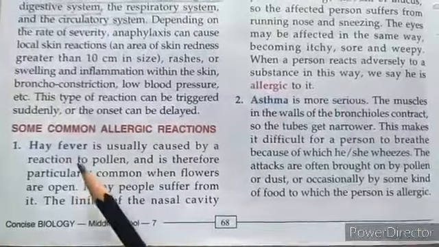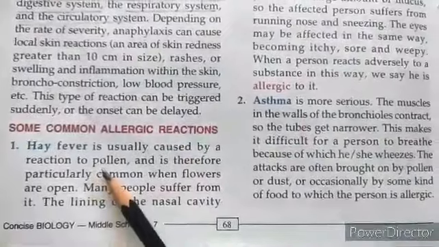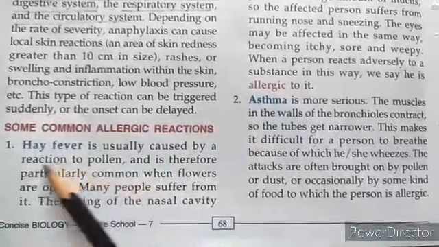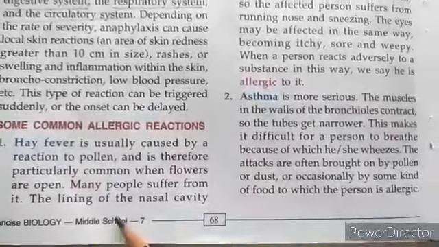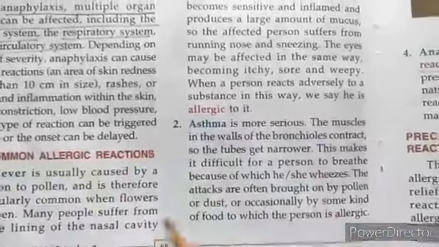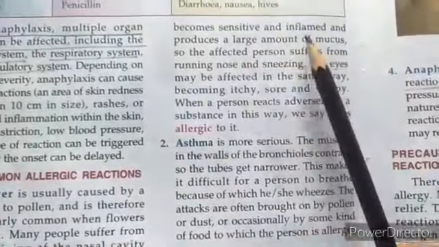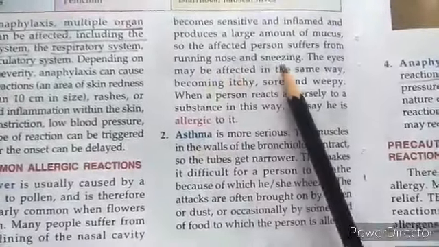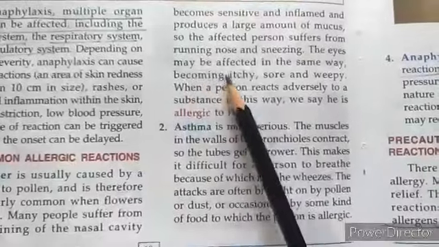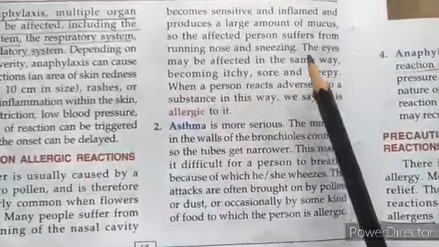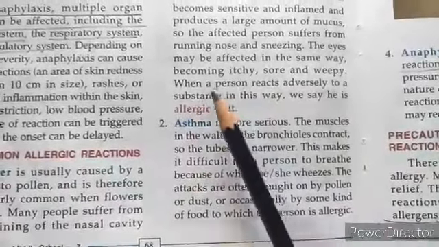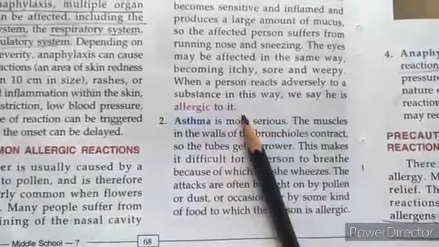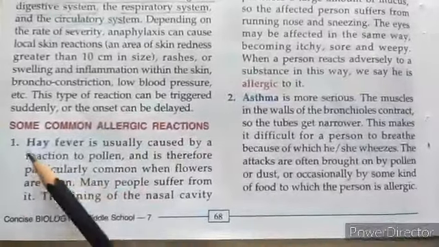So hay fever, we can say, is mainly due to pollen, and pollen acts as an allergen here. In the presence of this allergen, people who are allergic or have hay fever will suffer as the lining of the nasal cavity becomes sensitive and inflamed. Then a lot of mucus will be produced. The person will be suffering from running nose and sneezing, and the eyes will also show the effect of the allergy. They will become itchy, watery, and sore, and it is very easy to identify such a person who is undergoing the allergic reaction. And so the first one that we have come across is known as hay fever.